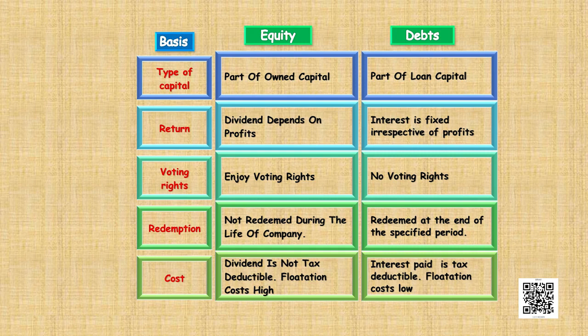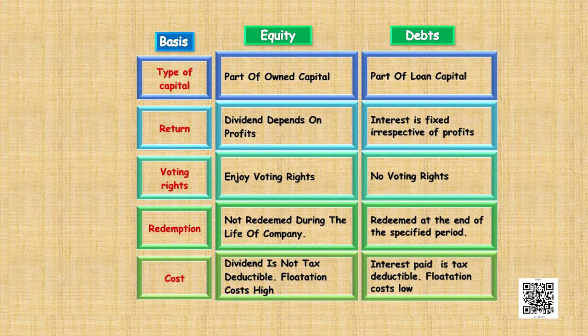Then we talk about redemption. Equity shareholders are not redeemed during the lifetime of the company. They are redeemed only when the company is wound up. Then the redemption of debt holders takes place at a fixed point of time. Whatever has been promised to them, the redemption will take place on that date or before that.